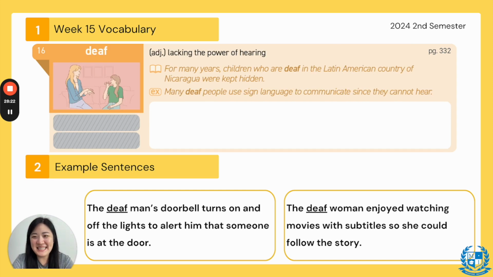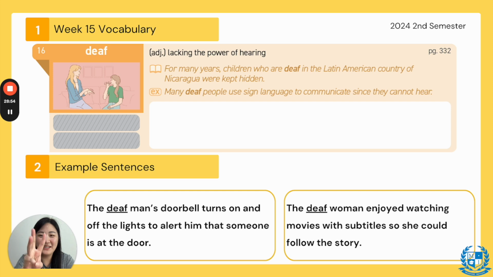Next, 16, everyone say deaf. Deaf. The part of speech is an adjective, and it means lacking the power of hearing. We can't hear. In our book, it says, for many years, children who are deaf in the Latin American country of Nicaragua were kept hidden, unfortunately. So when they were deaf, they were kind of just put away. They didn't go to school or anything. It's quite sad.